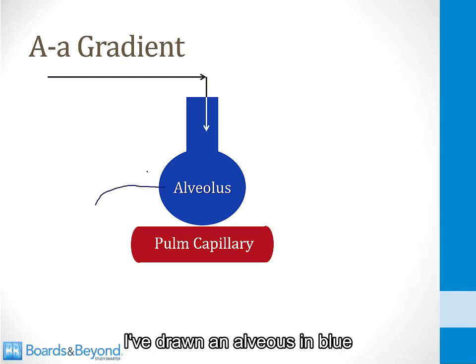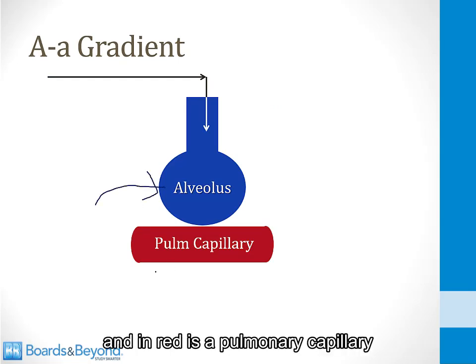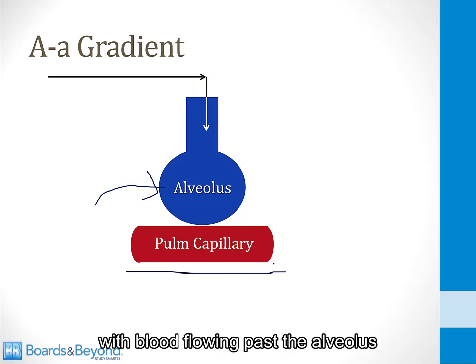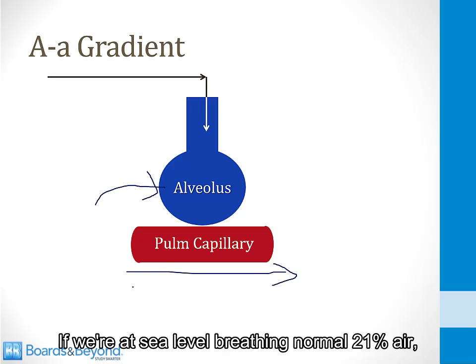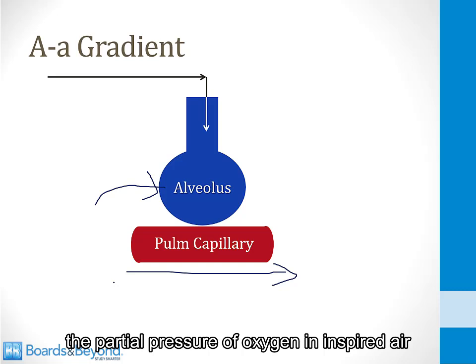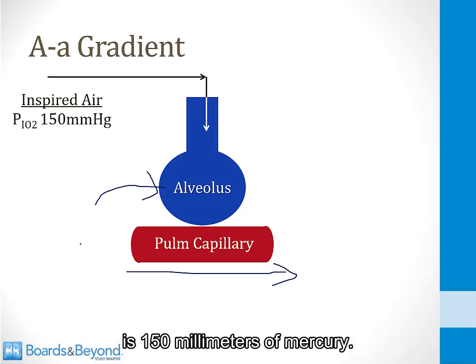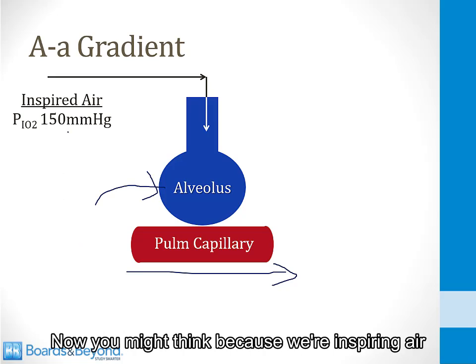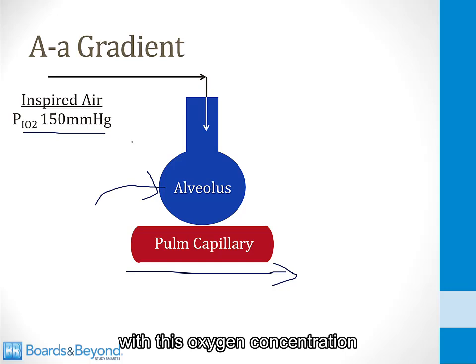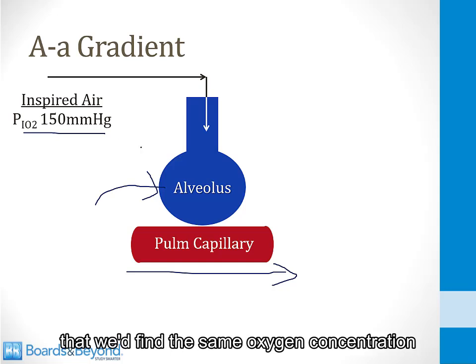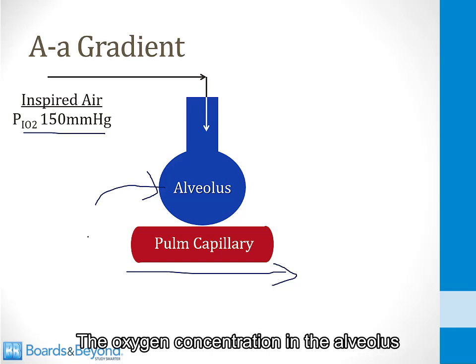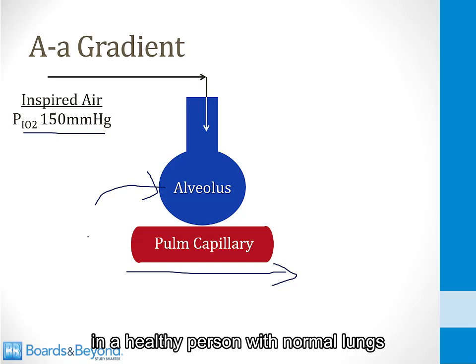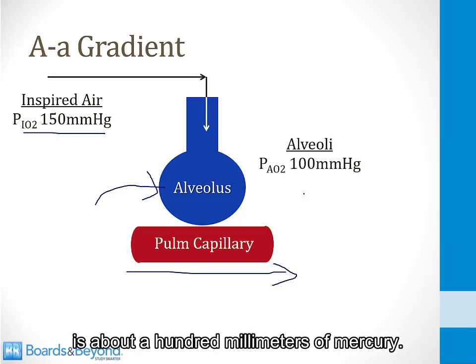I've drawn an alveolus in blue, and in red is a pulmonary capillary with blood flowing past the alveolus from left to right, picking up oxygen. If we're at sea level, breathing normal 21% air, the partial pressure of oxygen in inspired air is 150 millimeters of mercury. Now you might think because we're inspiring air with this oxygen concentration that we'd find the same oxygen concentration in the alveolus, but that's not the case. The oxygen concentration in the alveolus in a healthy person with normal lungs is about 100 millimeters of mercury.